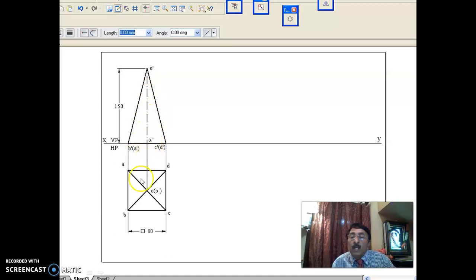Okay. Now in the top view also you have 8 edges. In the front view also 8 edges. And the axis is not an edge. It represents the axis of symmetry.